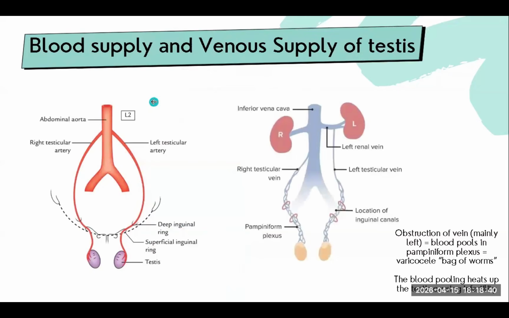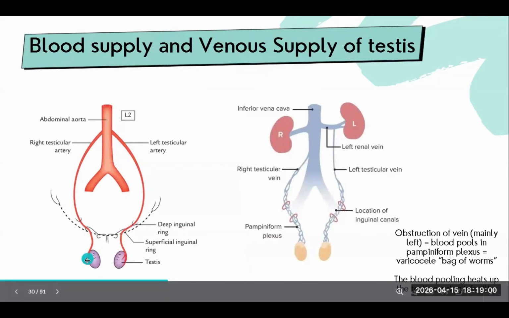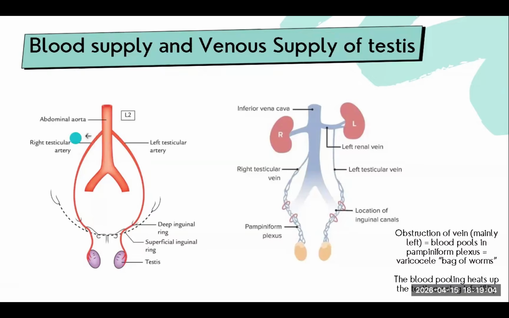Now let's talk about the blood supply and vein supply of the testes. Since the testes descends from the abdomen, it's natural for us to assume the blood supply is going to be all the way from the abdomen. And so we can appreciate the right testicular artery and the left testicular artery over here, going all the way through the inguinal canal to the testes, and their level is L2. This is very important, okay? Arterial supply, L2.